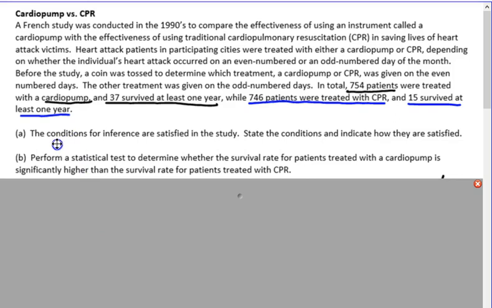Question A says the conditions for inferences are satisfied in the study. State the conditions and indicate how they are satisfied. So when you get an AP problem that specifically asks you about conditions, you need to be a little more detailed, because it says not just to list them and say, yeah, something was random. You need to say what was random and how it was random and so forth. So we're going to go through this first.